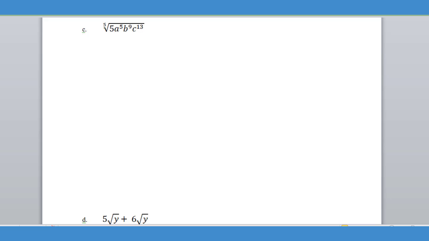So what I'm going to do is break it up into all the individual parts, simplify them each individually like their individual problems, and then bring them back together at the end. So I'll start with the 5th root of 5 times the 5th root of a to the 5th power times the 5th root of b to the 9th power and the 5th root of c to the 13th power.